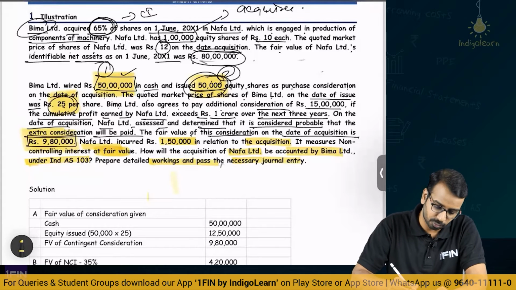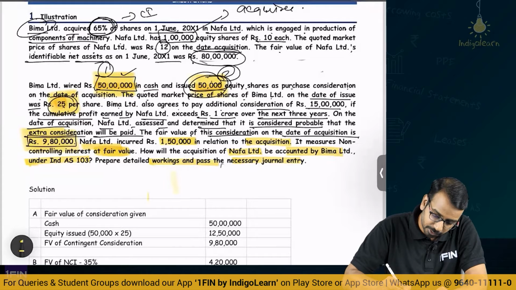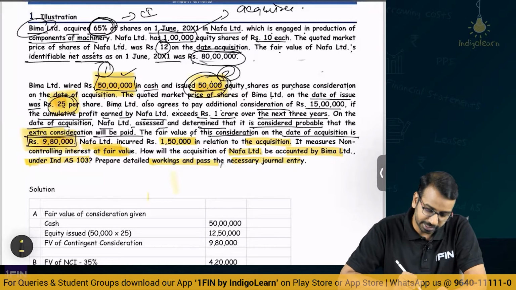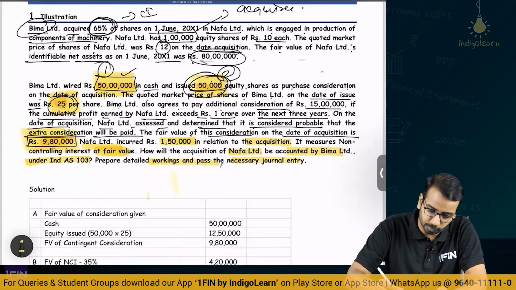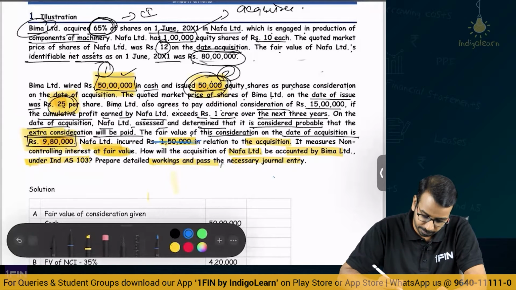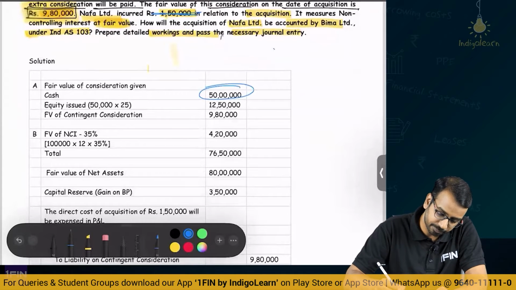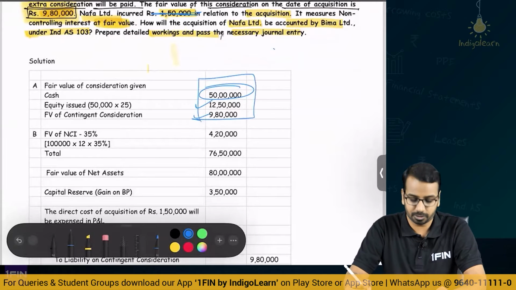Now, here the purchase consideration is, one, 50 lakhs, then 50,000 equity shares at 25, then contingent consideration of 9,80,000. This 1,50,000 is not a part of your purchase consideration, that has to be expensed. Okay. So, consideration: cash 50 lakhs, 12,50,000 and 9,80,000. So, this is the total consideration, first thing.